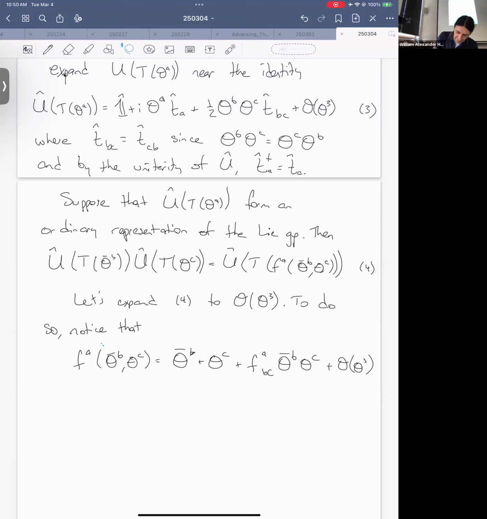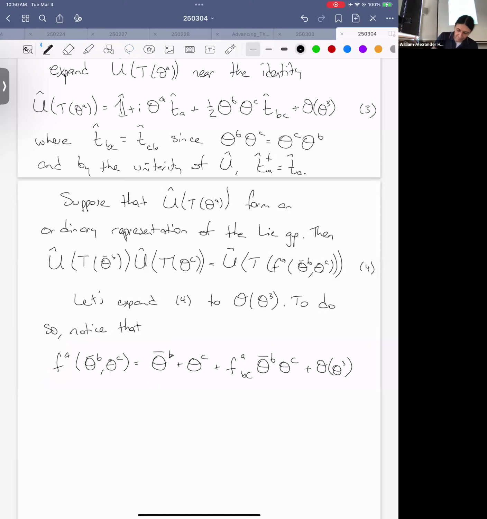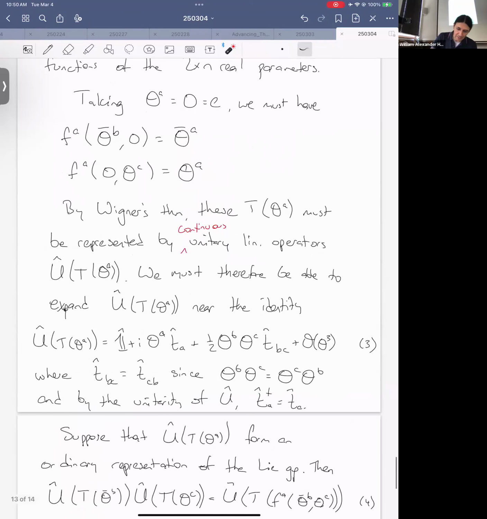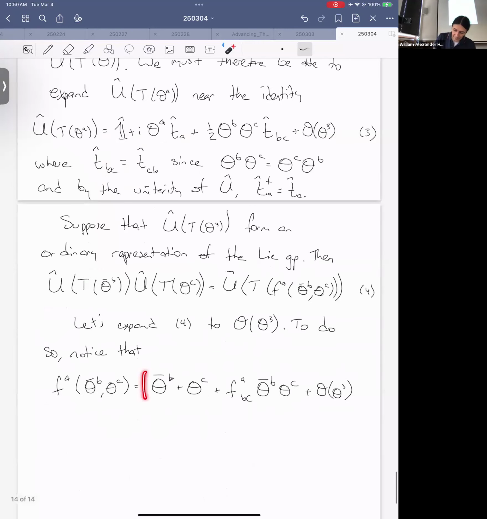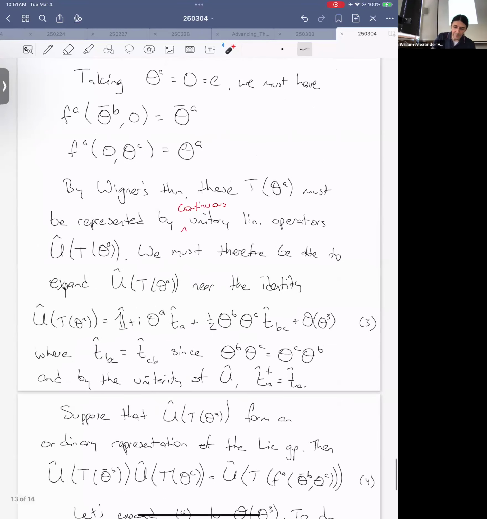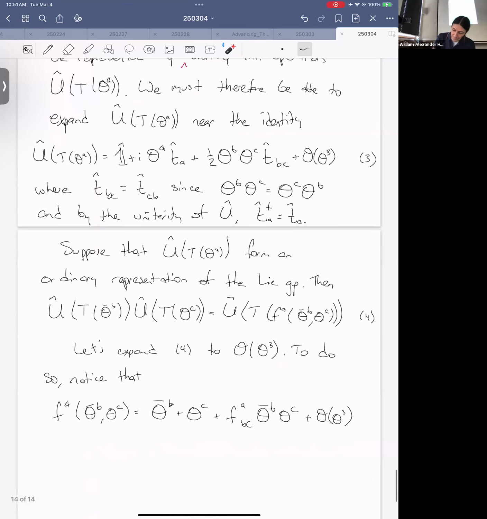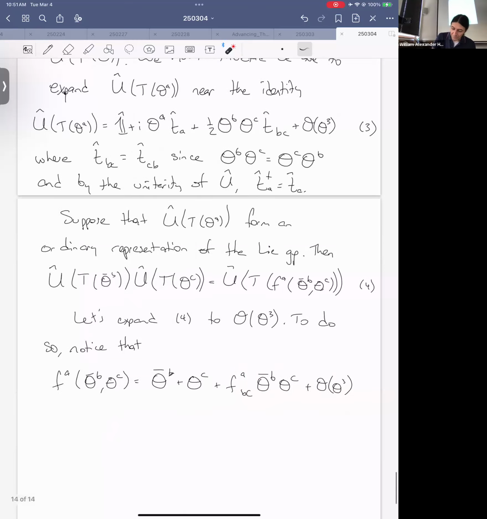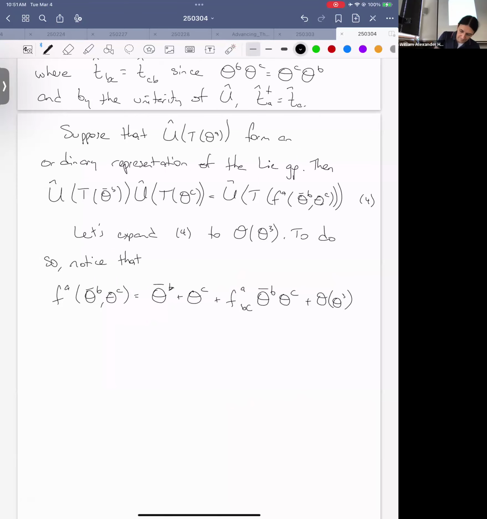So I'm literally just saying this is a multivariable function of theta bar B and theta C. I know what this has to look like about either 0 for theta or 0 for theta bar. And so it has to be linear in the theta bar and the theta. And it is not going to be a strict function of theta bar squared or theta squared, because this result is exact. And so the only second order piece has to be a combination of the theta bars and the thetas with some numbers that tell me how to combine them. That will be ultimately characteristic of the group. So these F A B Cs, because we're looking at a real group, these are real numbers.